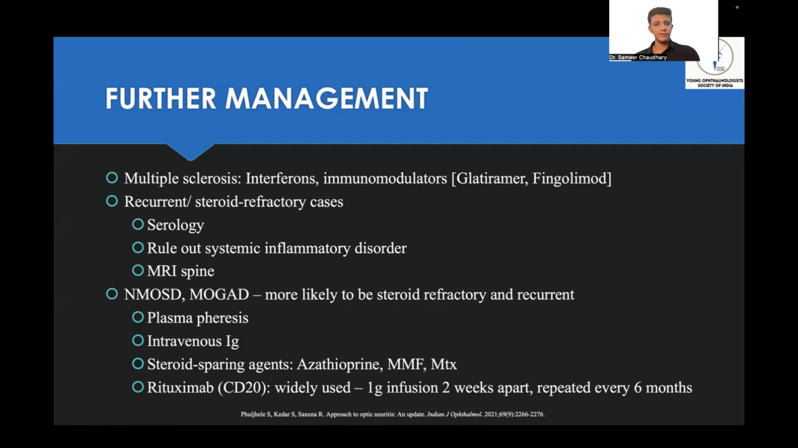We should rule out systemic inflammatory disorders such as sarcoid and SLE. An MRI spine should also be ordered. NMOSD and MOGAD are more likely to be steroid refractory and recurrent. Plasmapheresis and intravenous immunoglobulin might be helpful, and steroid sparing agents such as azathioprine, mycophenolate mofetil, and methotrexate might be required. Rituximab is now very widely used. It is a monoclonal antibody against CD20.